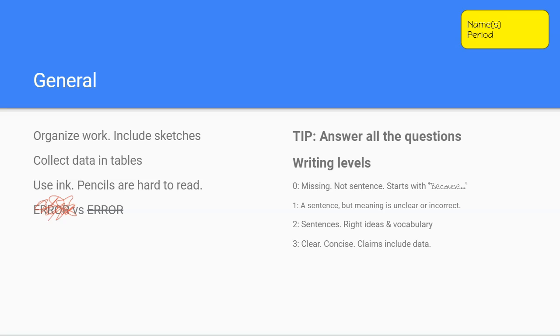So a level 3, this is what we're shooting for, is it's clear, it's concise, you have claims that include data, so you're supporting what you're saying. That's what I'm looking for. Organize your thoughts a little bit before you start writing. Some of you do this naturally. Some of you are going to have to work at this. All right, let's move on from there.